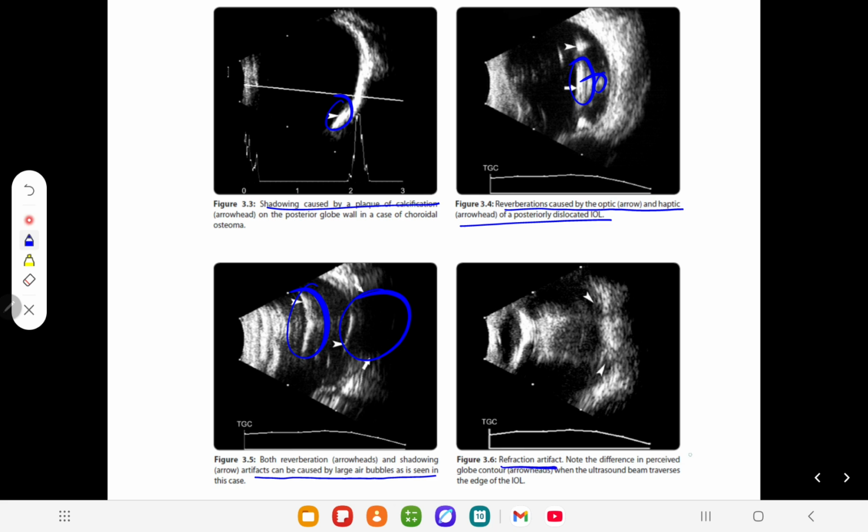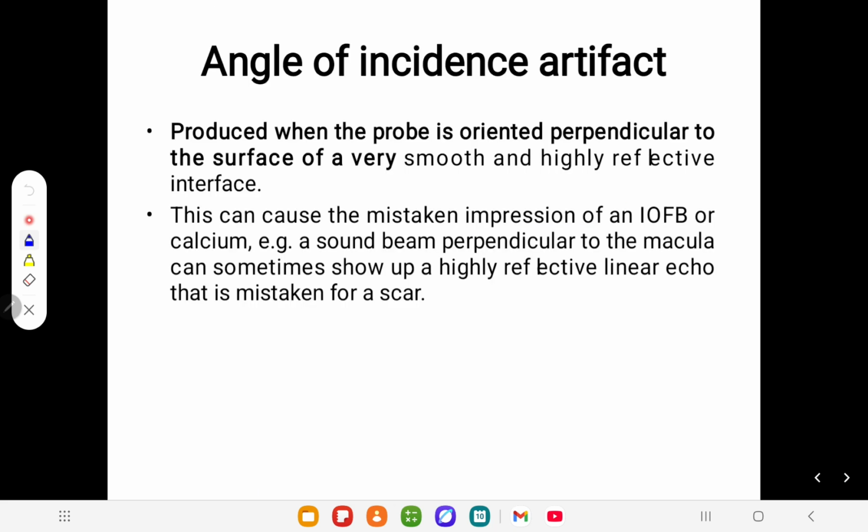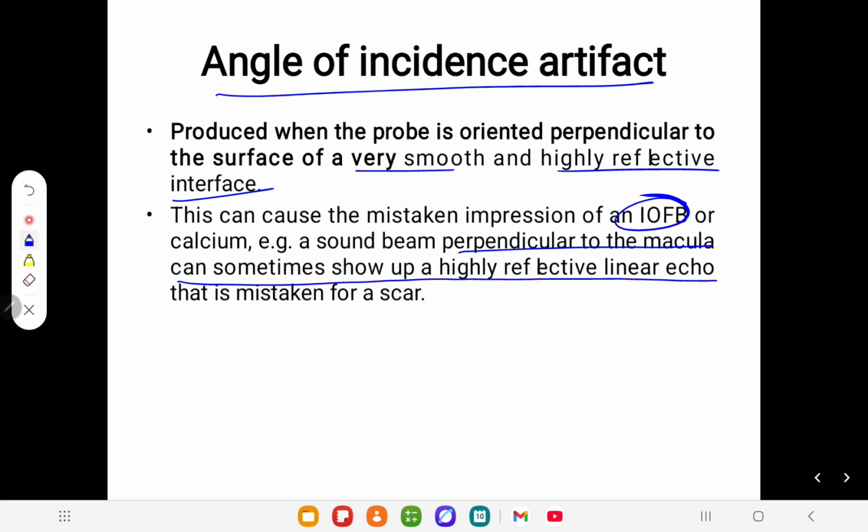Then reflection artifact. Now the difference in perceived globe contour is produced when the ultrasound beam is transferred through the edge of the eye. Can you see this reflection artifact? So it's very important. Okay. Angle of incidence artifact is produced when the probe is oriented perpendicular to the surface of a very smooth and highly reflective interface. Remember when it is produced, the angle of incidence is very important. It can cause a mistaken impression of intraocular foreign body or calcium. The sound beam perpendicular to the macula can sometimes show high reflective linear echoes that are mistaken as scar.